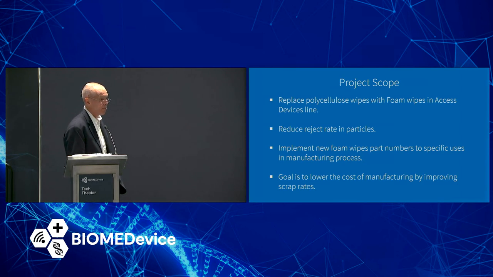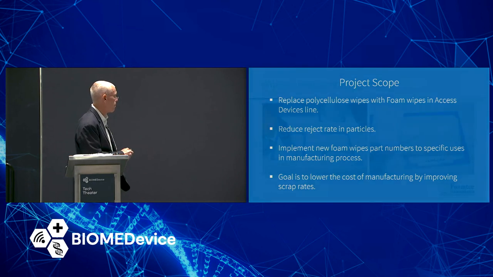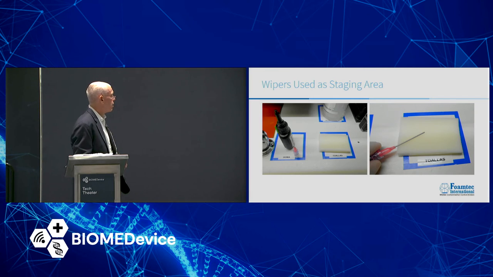They were rejecting about 7% of their devices. Each device was about $2,000 in cost, and they were reworking about 40 to 60% of the devices. So obviously, they had multiple open CAPAs. They were also using the fabric wiper as a workstation for their tools. They'd lay the tools down on the wipers, and they changed that to foam.